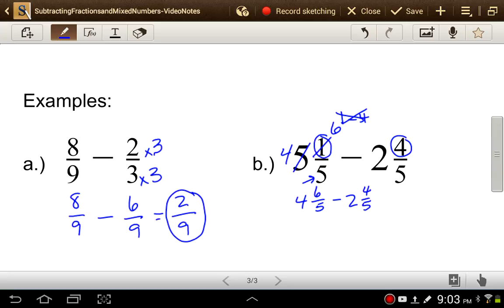Now this problem is much easier to do. 4 minus 2 is 2. 6 minus 4 is 2. And the denominator stays the same at 5, so I get 2 2/5. So that is how you borrow or regroup when you're subtracting.